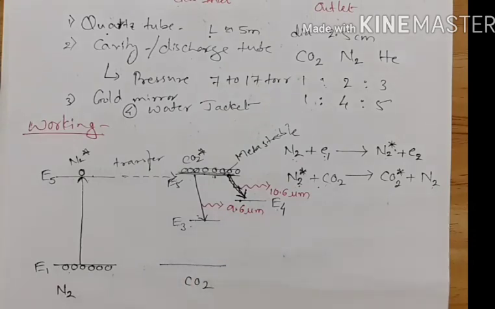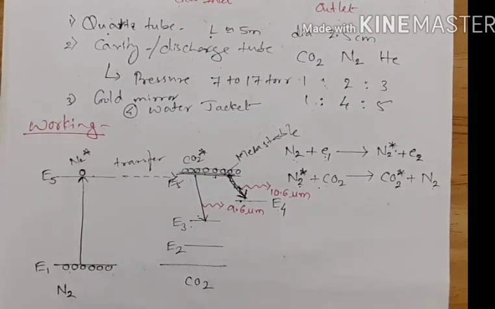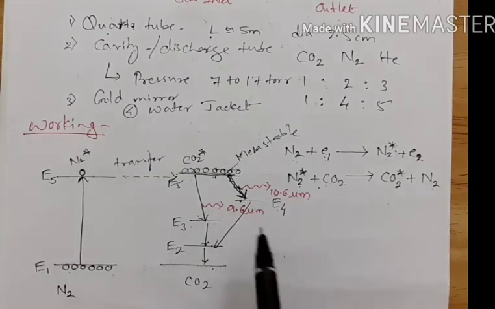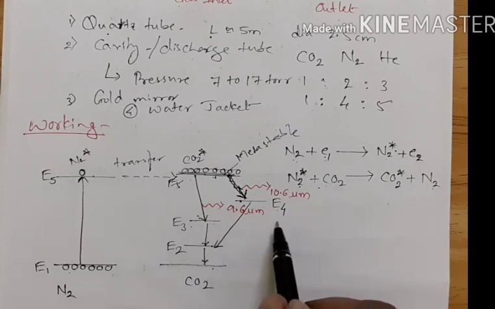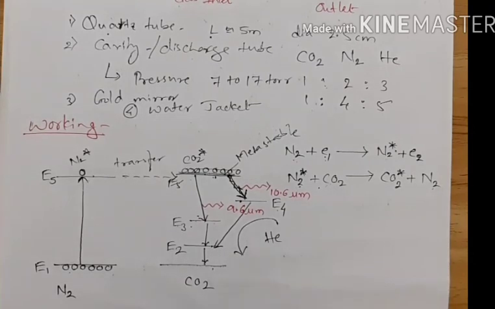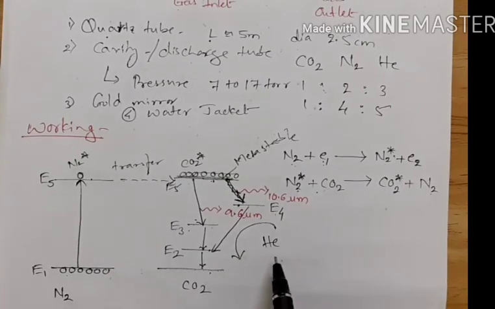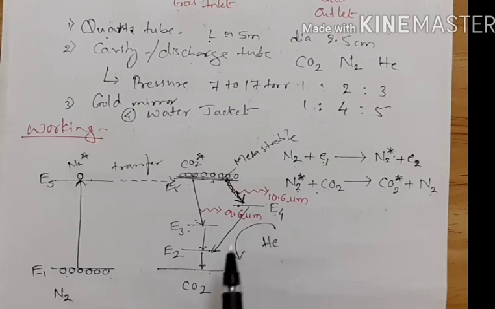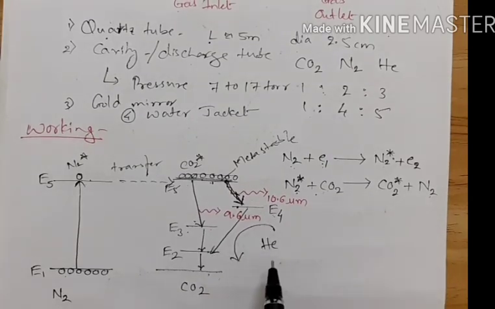Now we have this E2 state. From this, without any radiation, these atoms will come down to E2, and then come down to E1, because there will not be any population inversion between these states, and they will come to this E2 without any radiation. So what helps them to come back? All of these will come back to the ground state using the helium molecule. We have filled this helium gas inside the chamber to take the E4 molecules and E2 molecules down to the ground state. By using this, we can take all the molecules which are there in E3, E4 and E2 state back to the ground state.